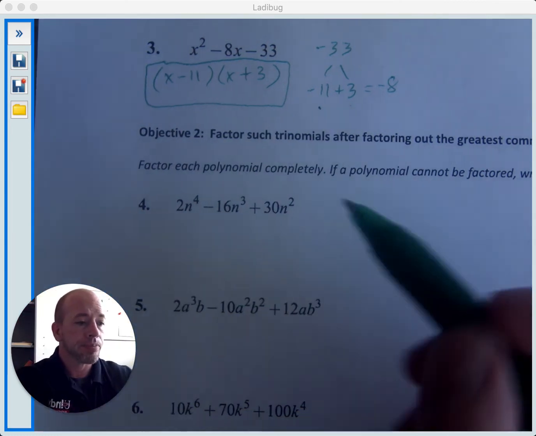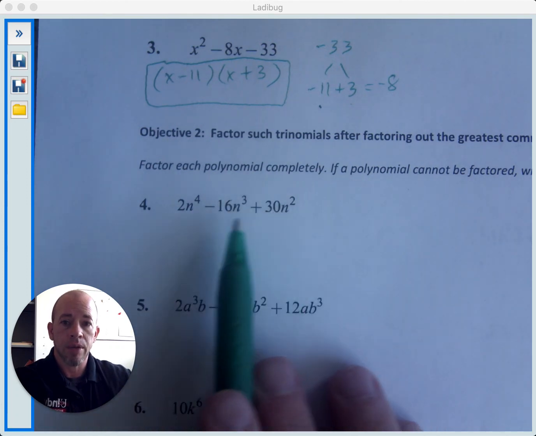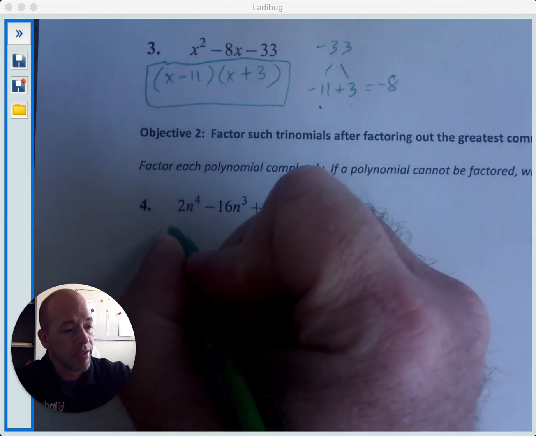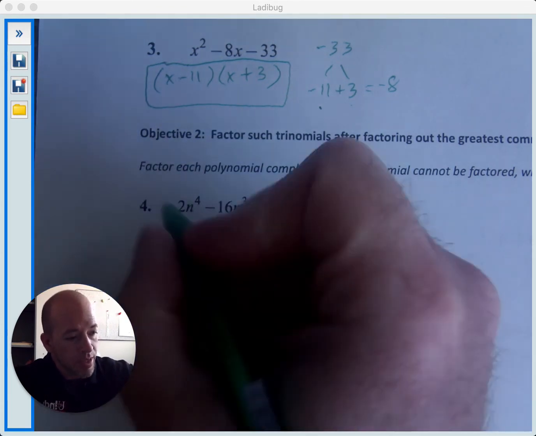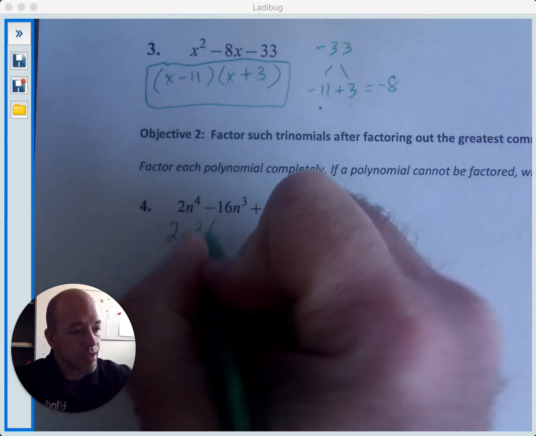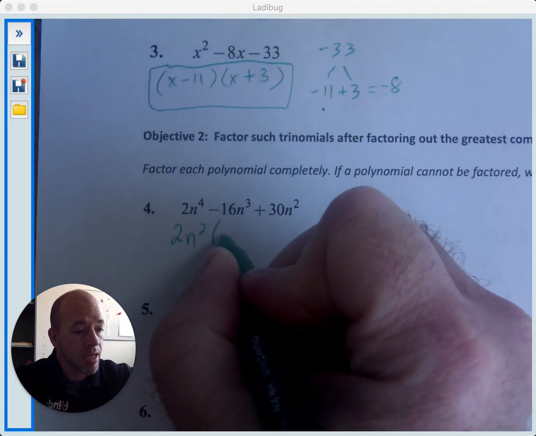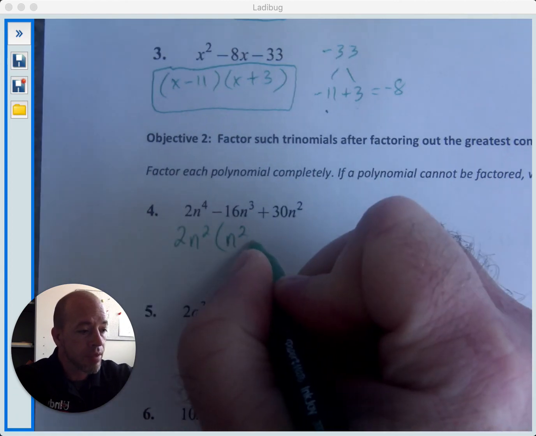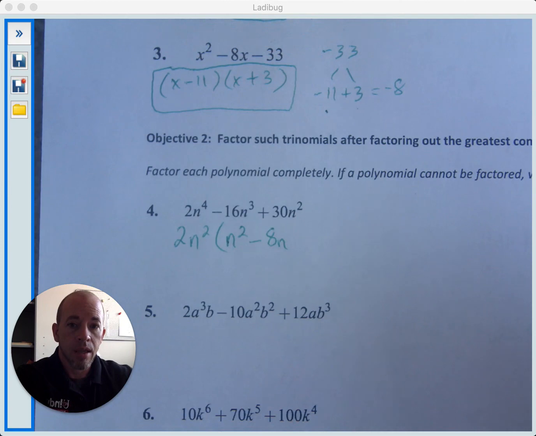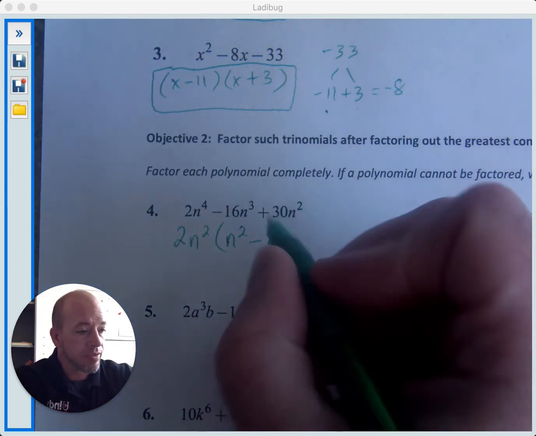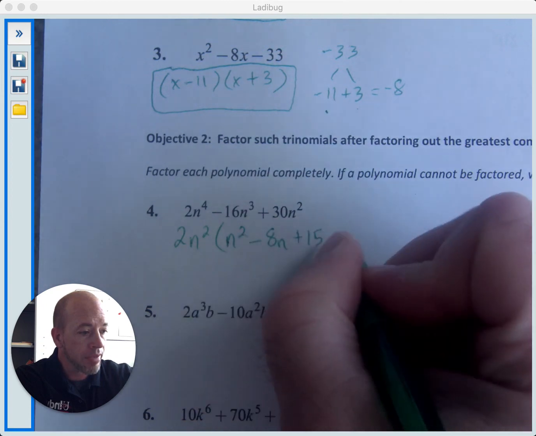So if we look at these three terms, they all have, well, 2 will go into all of them, right? So let's factor out a 2. N squared will go into all of them, so let's factor out an n squared. So let's see what we get after we do that. Factor out a 2n squared, we would end up with an n squared here, and an 8n here. And let's see, 2 goes into 30, what, 15 times? And we have the n squared already, right?